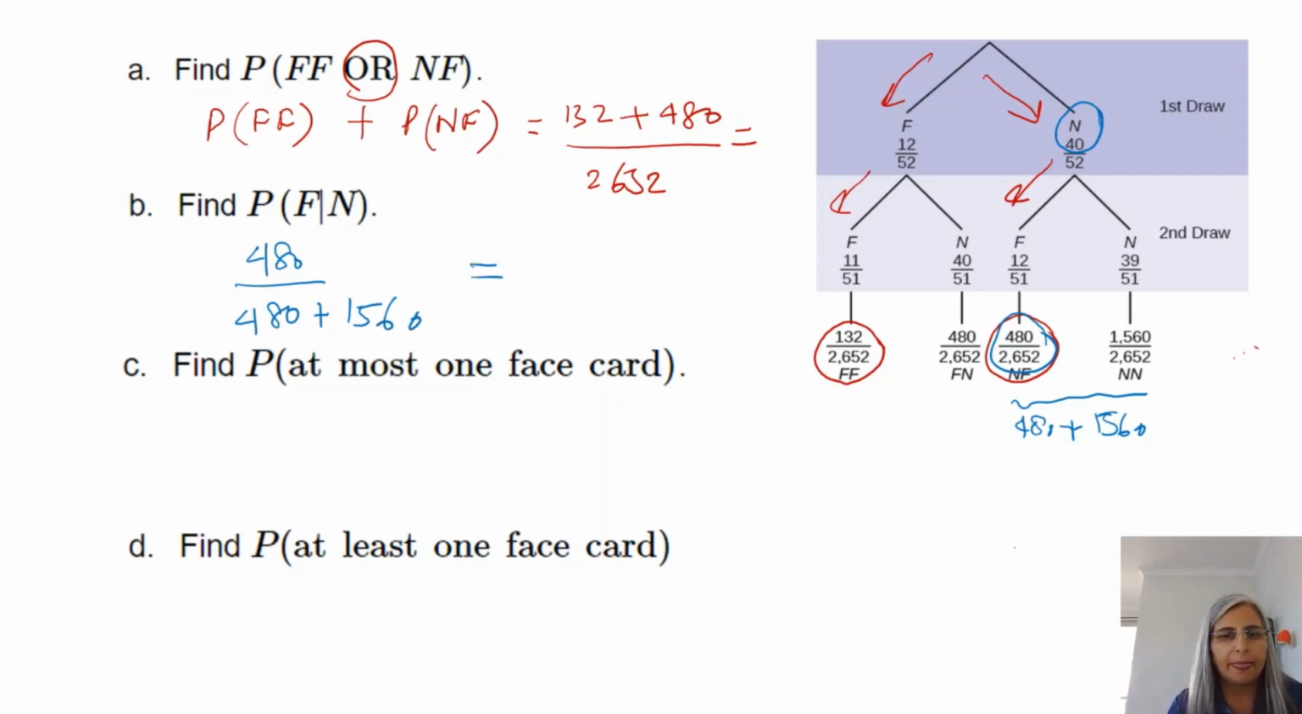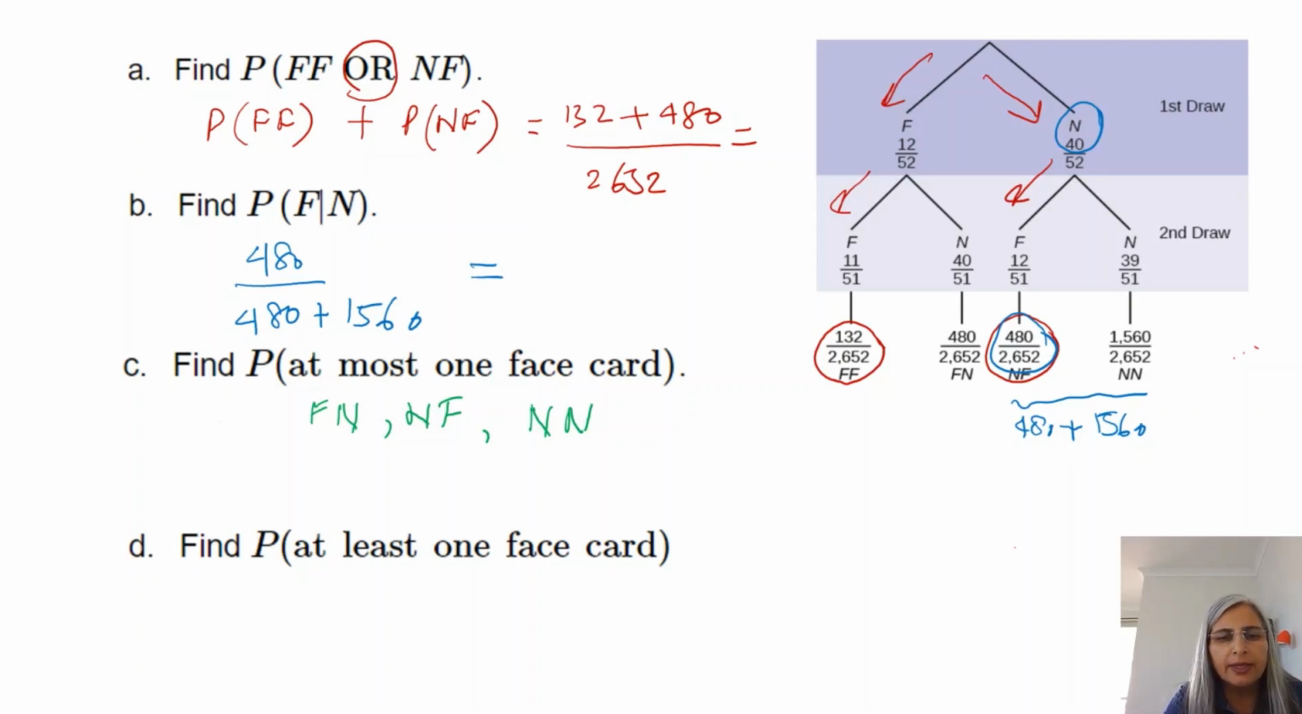In part C, we find the probability of at most one face card. Now, what do we mean by at most one face card? It means either one face card or no face card. So what could be the possible cases? It could be one face card, which is the probability with FN or with NF, or no face card, which means NN. Both the cards are non-face cards. And we find it could be either of the cases.